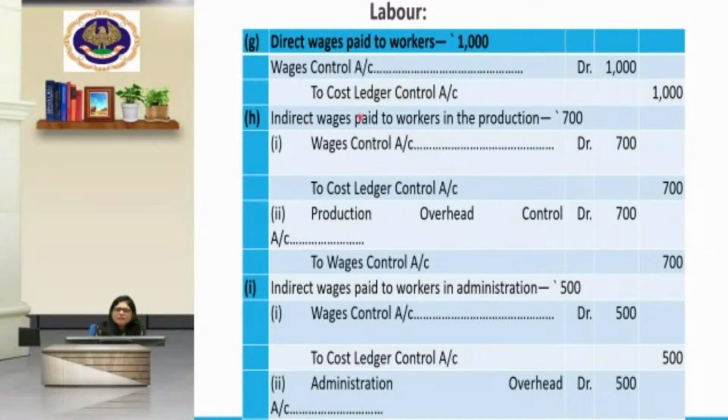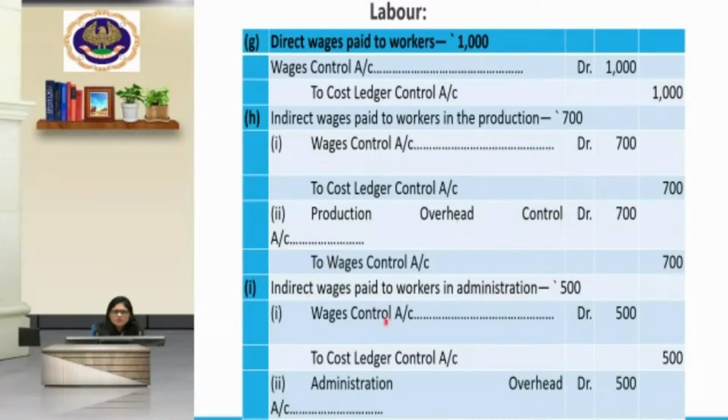Now, indirect wages also we are paying. Wages account is an account for both direct and indirect. To cost ledger control account, we are paying indirect wages. Now, indirect wages will be transferred to production overhead. So production overhead control account debit to wages control account. Clear?